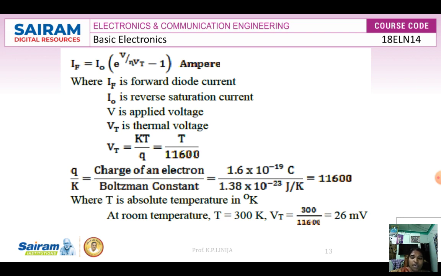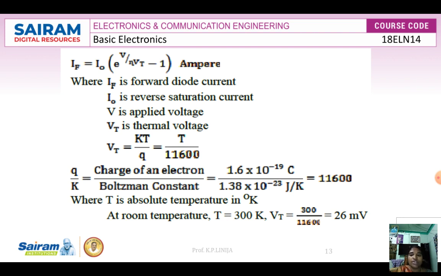We know the formula: thermal voltage Vt is equal to kT by q, where k is the Boltzmann constant, T is the temperature, and q is the charge of an electron. Now q by k, that is the charge of the electron divided by the Boltzmann constant, is a standardized value. We substitute the values: 1.6 into 10 power minus 19 coulomb divided by 1.38 into 10 power minus 23 joule per kelvin. So we get q by k equal to 11,600.